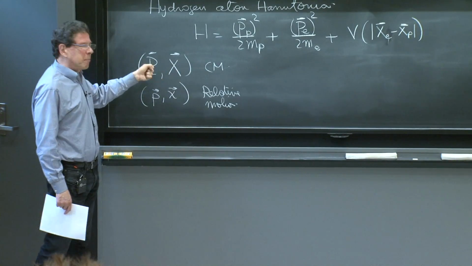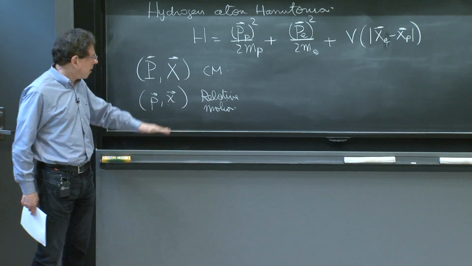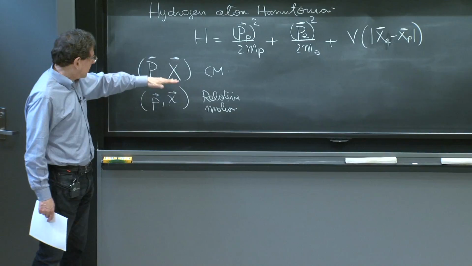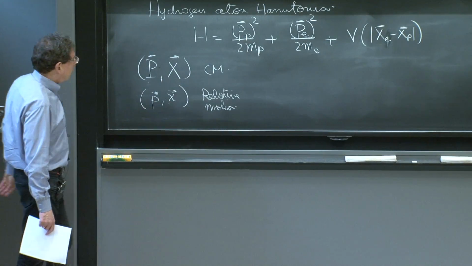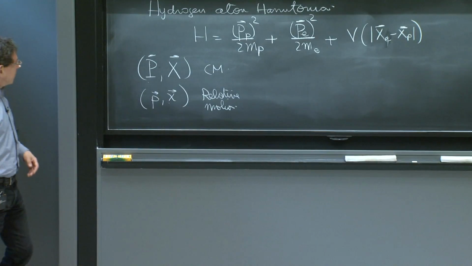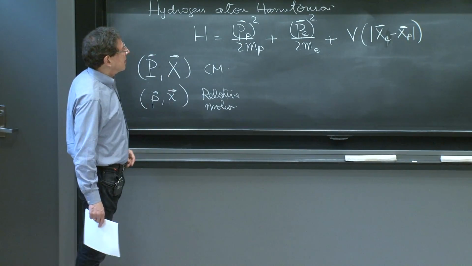This x with this p gave i h bar. This x with this p gave i h bar. These p's and x's commute with any combination of p and x's over there. But not only was that pretty good, it simplified the Hamiltonian.